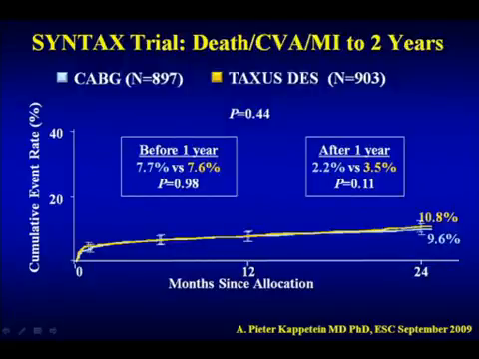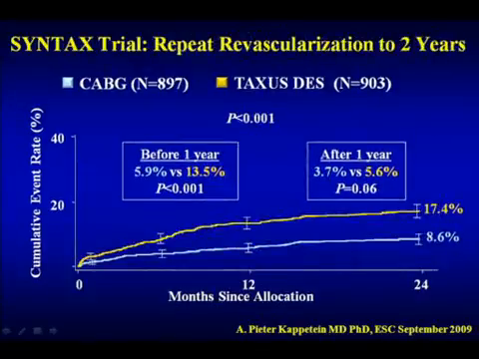If you take those 3 endpoints of death, CVA and MI, they remain the same, 7.7 and 7.6 at 1 year, and at follow-up also 10.8 and 9.6, but we lose that edge by a 1.2% higher event rate. Revascularization, we knew already that it was higher in the TAXUS group, and now actually it's almost more than double.